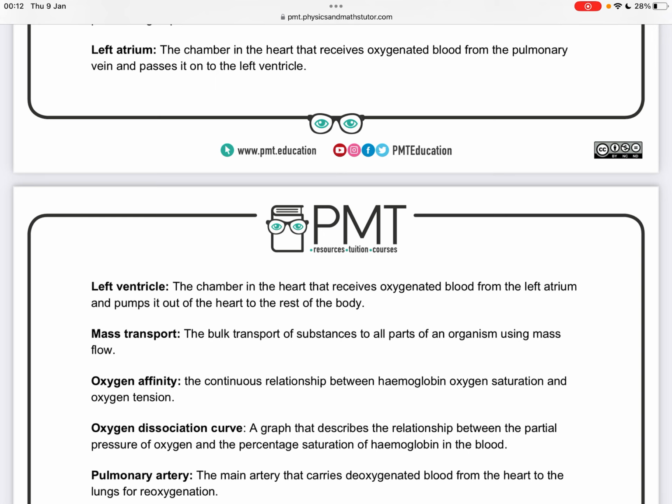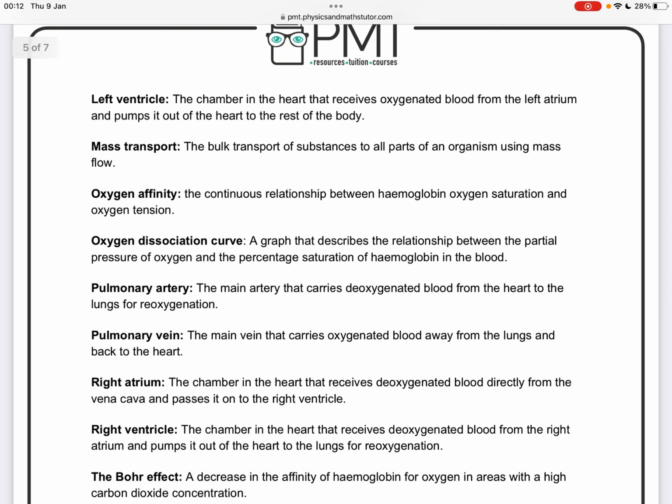Left ventricle, the chamber in the heart that receives oxygenated blood from the left atrium and pumps it out of the heart to the rest of the body. Mass transport, the bulk transport of substances to all parts of an organism using mass flow.